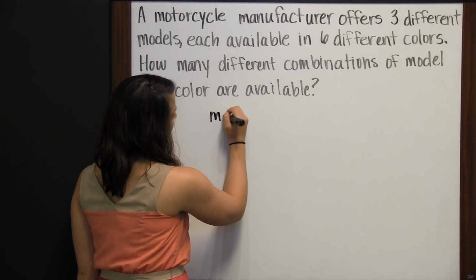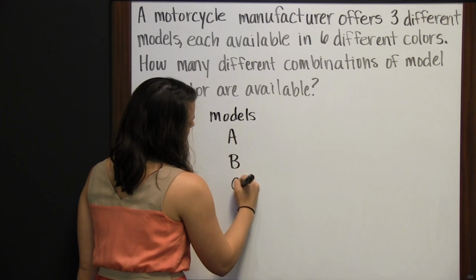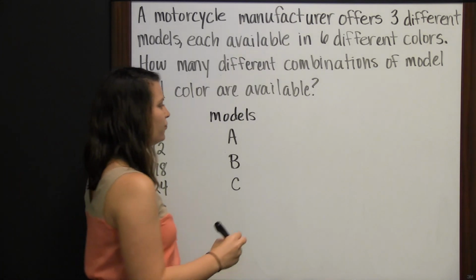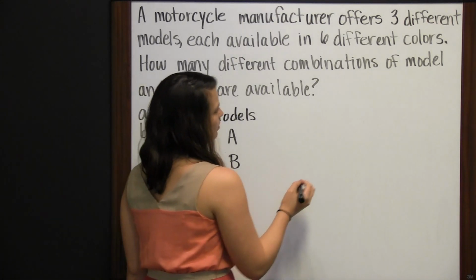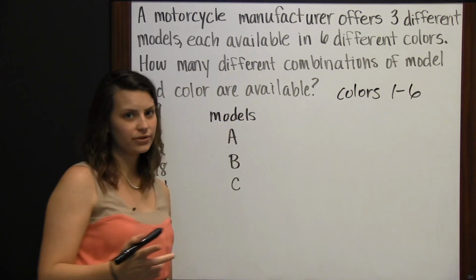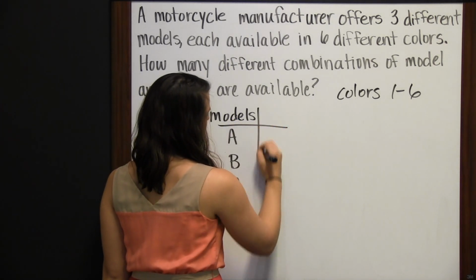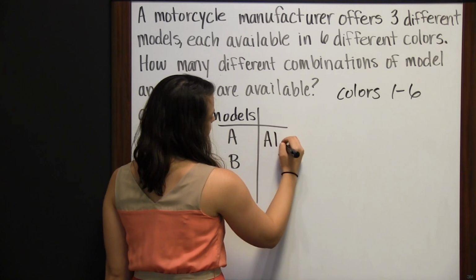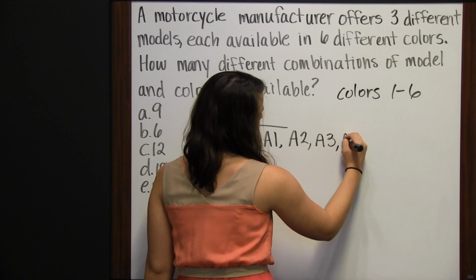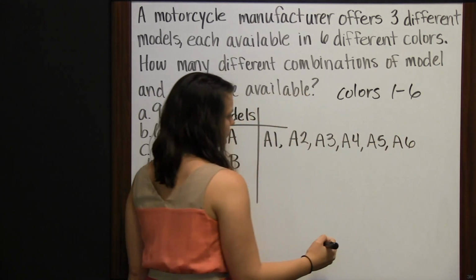So if we say our models are A, B, and C. These are the 3 different models of cars you can get. And then for colors, we use the numbers 1 through 6, since there are 6 colors. Then you could get model A in color 1, color 2, color 3, color 4, color 5, or color 6.